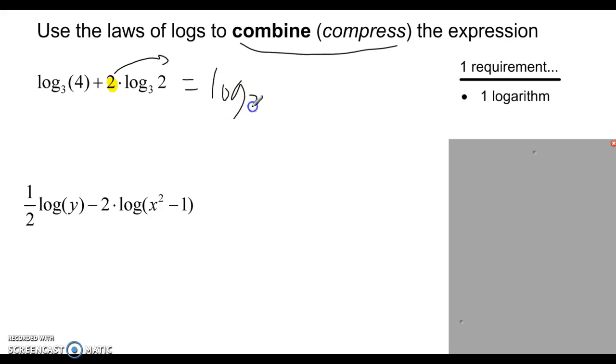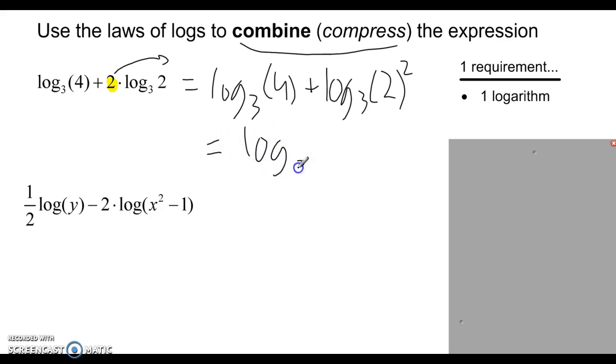So log base 3 of 4 plus log base 3 of 2 to the 2nd power. So I moved that 2 up there and made it an exponent. Now I'm going to push those together as 1 logarithm. So this is going to be log base 3 of 4 times 2 squared. That's 2 squared there. And I don't care if you multiply that. 4 times 4 is 16. You're welcome to put that if you need to there.